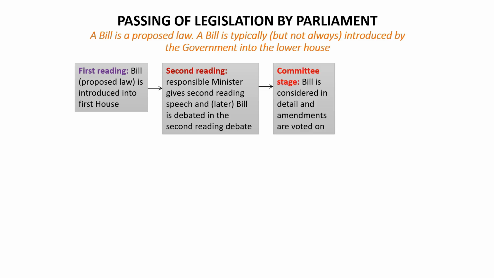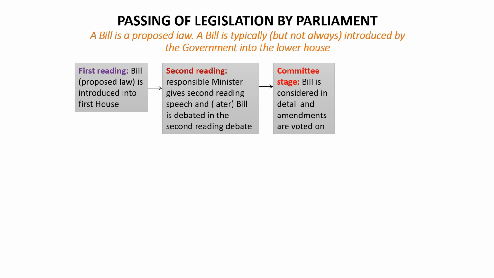The third stage in the passage of a bill through Parliament is the committee stage. During the committee stage, the members of the House work through the bill clause by clause. Each clause is discussed in detail, and amendments that are proposed, that is moved, by members to each clause are debated and voted on. An amendment to a clause is only made if the majority of members of the House vote in favour of that amendment.